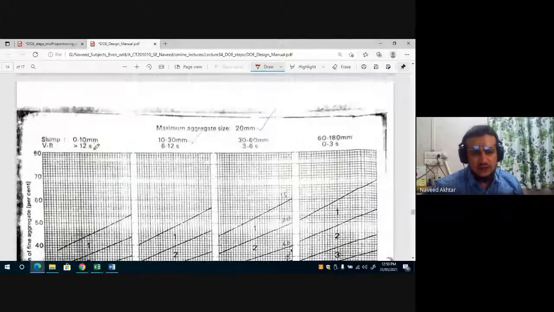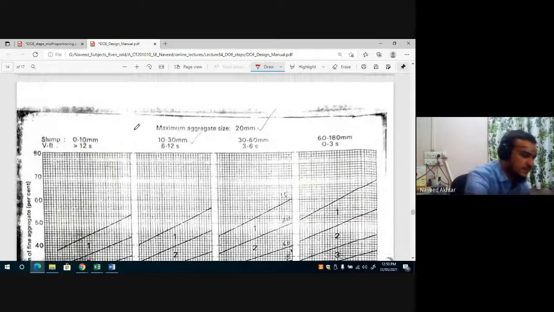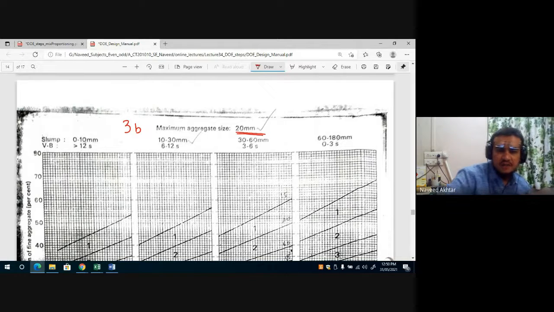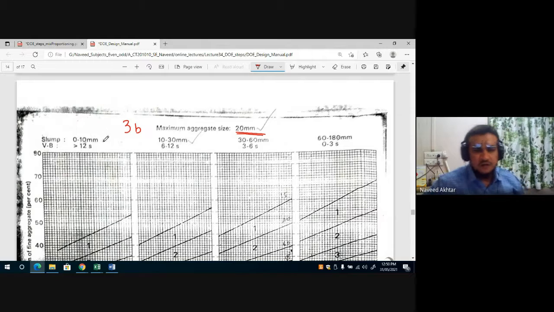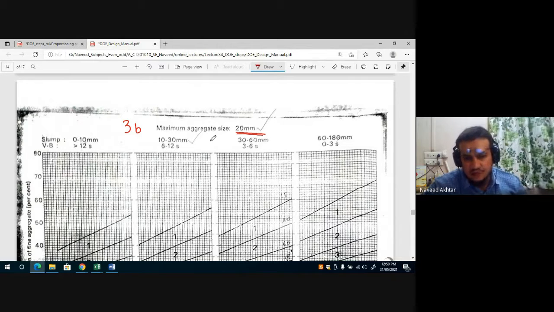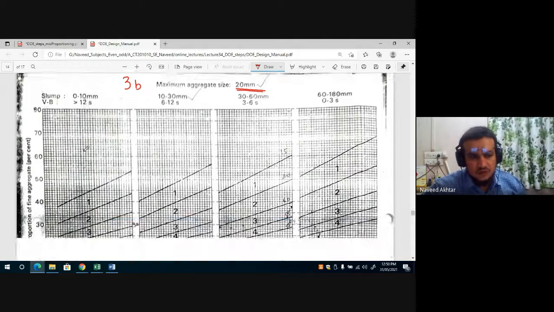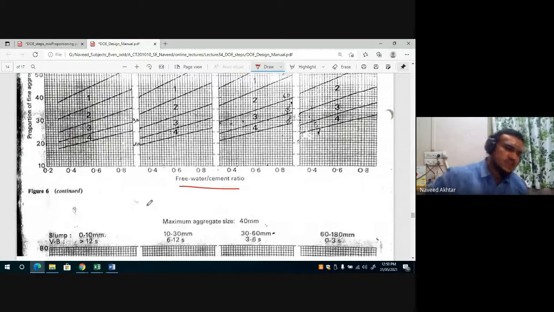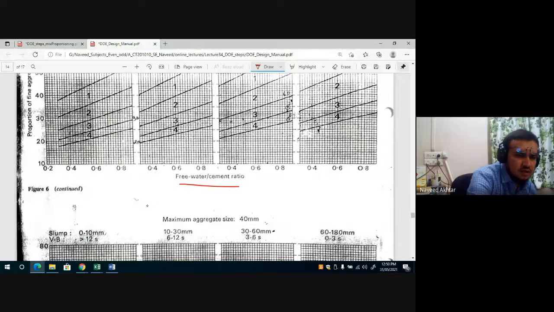Similarly, it is given for figure number 3b. This figure 3b, I will say, is for 20 mm aggregate, and for different slump values and VB time. So you can find from the y-axis the proportion of fine aggregate, as you know, from the free water to cement ratio. So this is nothing but figure number 3b.